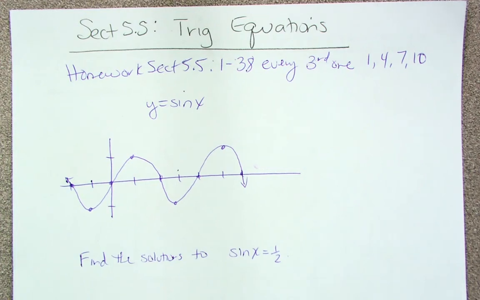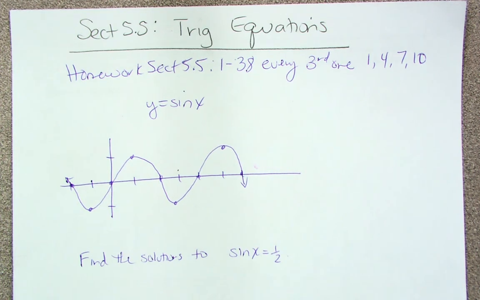Chapter 3, section 3, sorry. So I'm going right to 5.5, which is the last one. Your homework for what I'm going to lecture on today is going to be 1 through 38, every third one, such as 1, 4, 7, 10, etc., correct? Make sure we get that all clear.